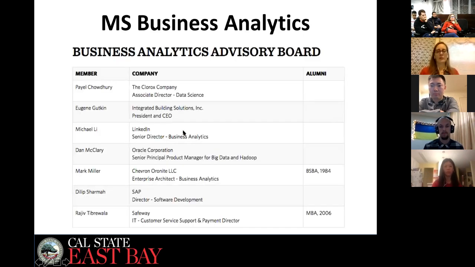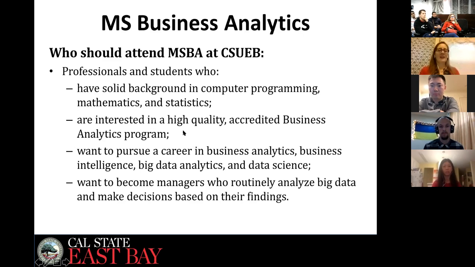Oh, we've already discussed this board. Okay, so who should attend: students and professionals with a solid background in programming, mathematics, and statistics, interested in an accredited business analytics program, wanting to pursue a career in analytics, business intelligence, and data science. And these are people who can become managers who routinely analyze big data and make decisions based on their findings.